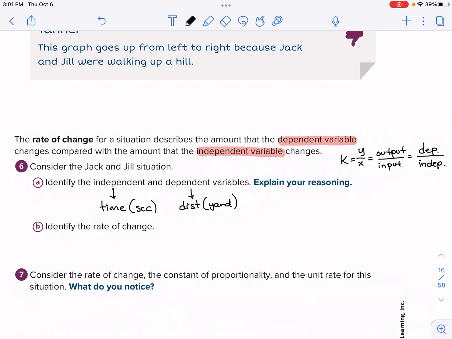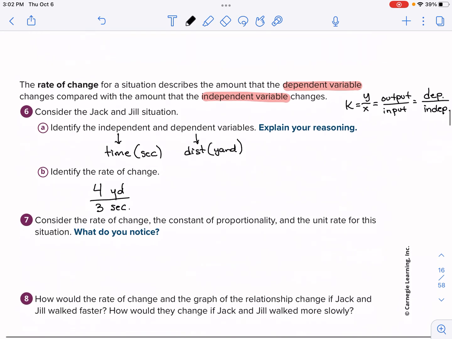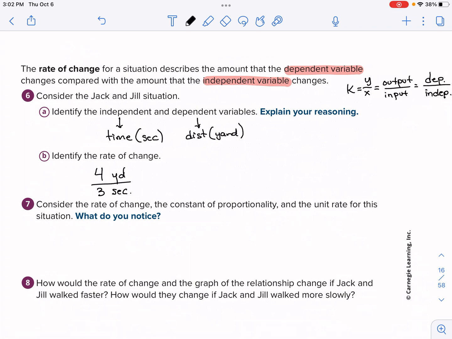Identify the rate of change. It's exactly the same. It's 4 yards, we'll abbreviate, every 3 seconds, SEC. And we're going to use that to compare number 7. Consider the 3 things here: the rate of change, constant proportionality, and the unit rate for this situation.